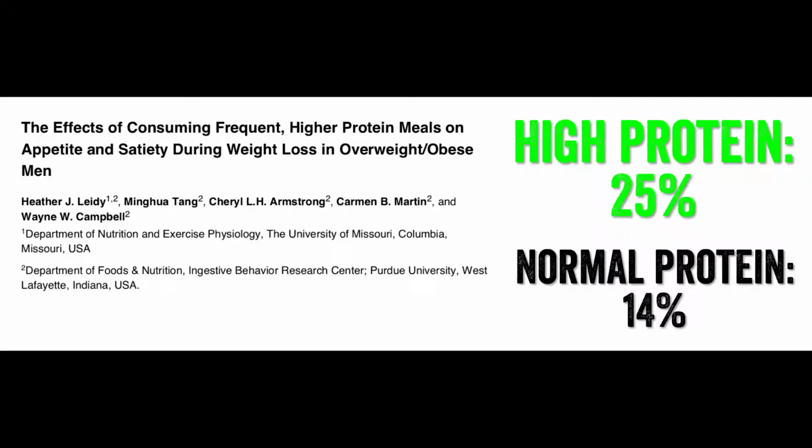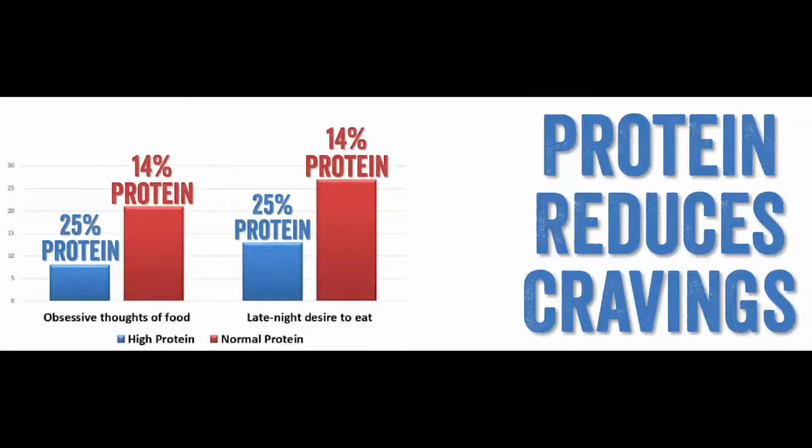Here's a study in satiety, high protein 25% versus normal protein 14%. And what they found is that protein reduces cravings. The cravings were less than 50% in the high protein group. Obsessive thoughts of food, late night desire to eat.